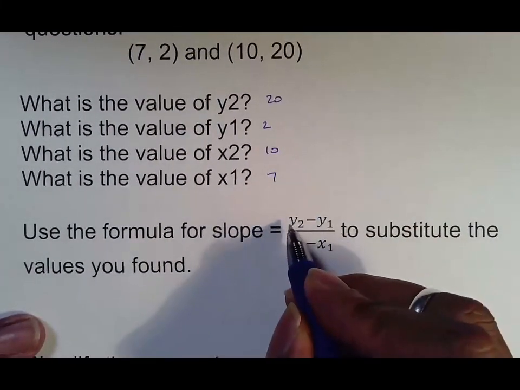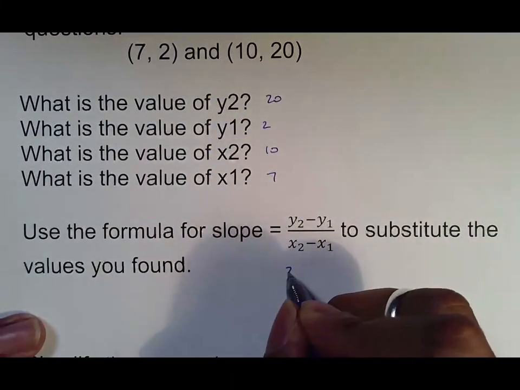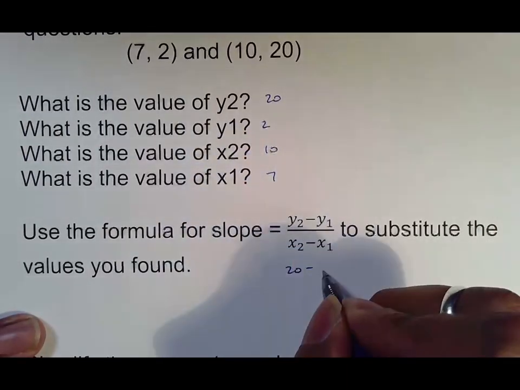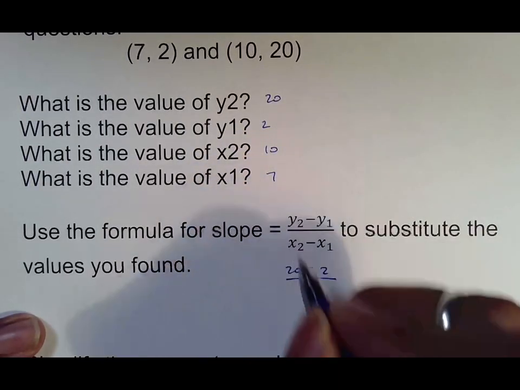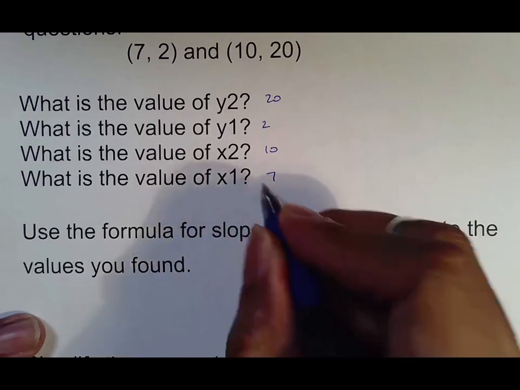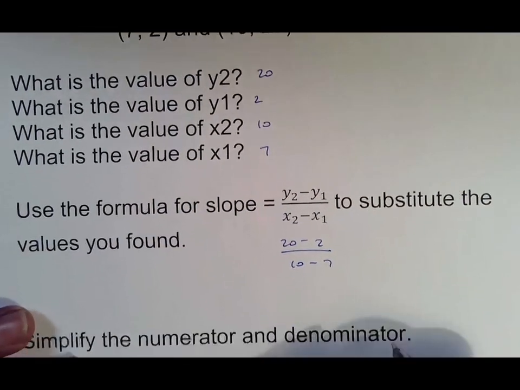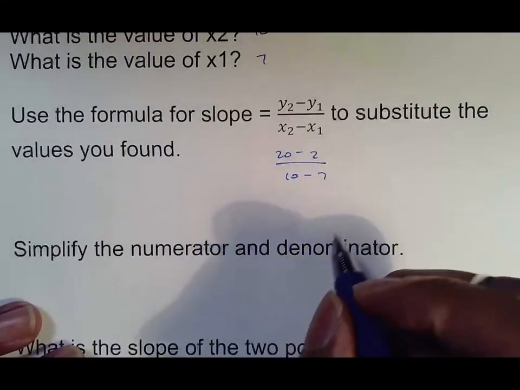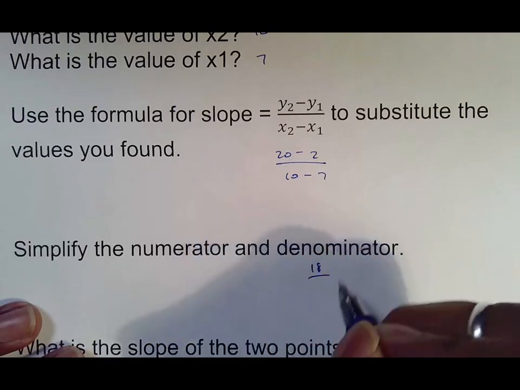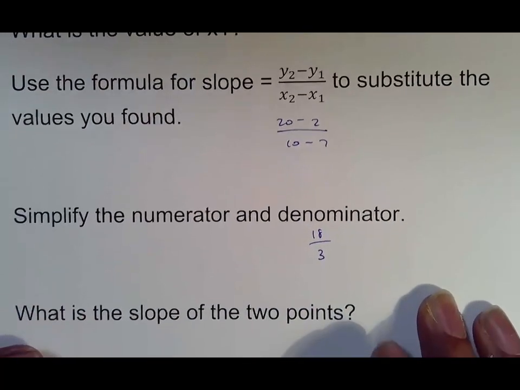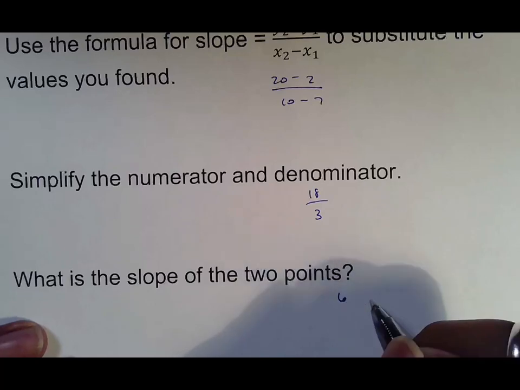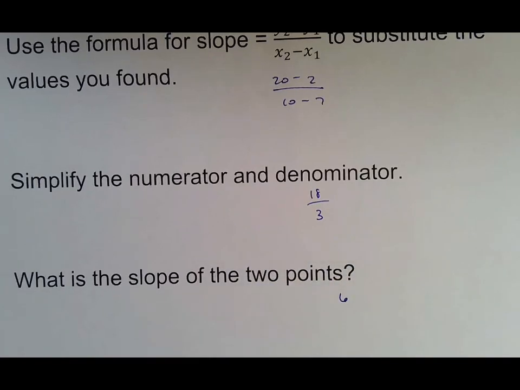After that, you substitute. Again, y2 is 20, minus y1, which is 2, over x2, which is 10, minus x1, which is 7. From there, you simplify. 20 minus 2 is 18, 10 minus 7 is 3, and 18 divided by 3 is 6. And that's that.